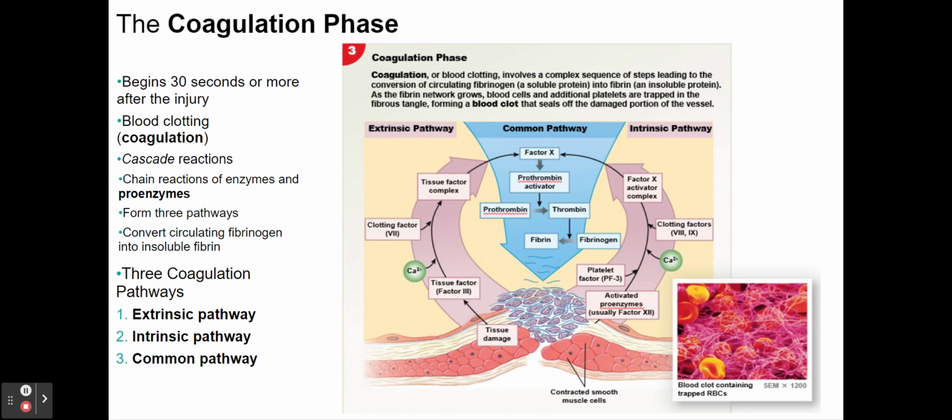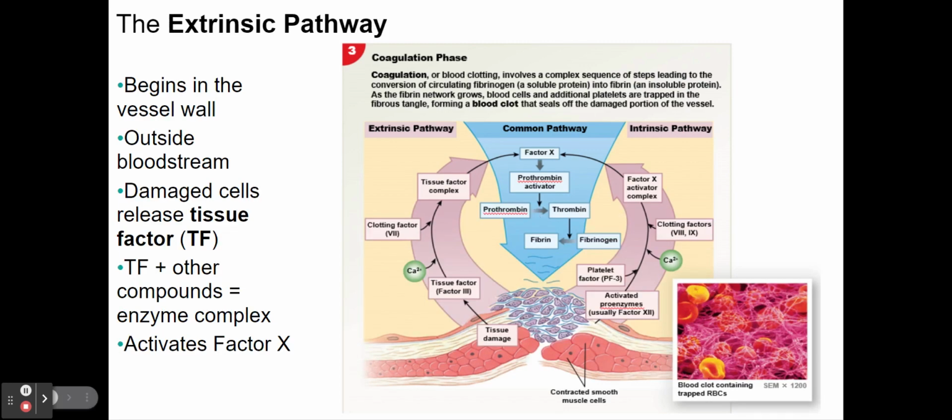So the extrinsic pathway begins when damaged endothelial cells or peripheral tissues release factor 3, also known as tissue factor, or TF. The greater the damage, the more tissue factor is released, and the faster the clotting takes place. Tissue factor then combines with calcium and other clotting factors, like factor 7, to form an enzyme complex capable of activating factor 10, the first step in the common pathway.